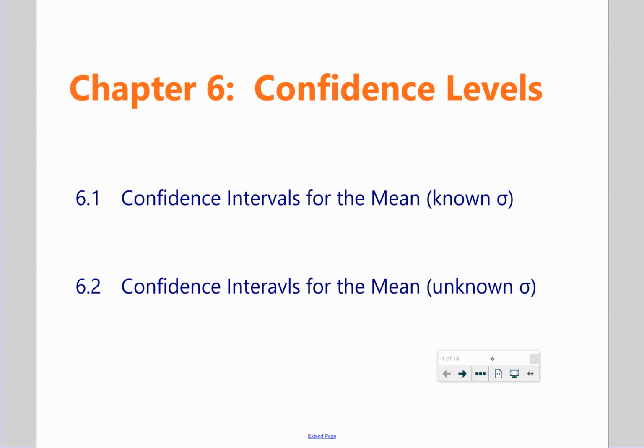We're going to focus on the mean. So we're going to be trying to figure out what is the mean of a population, or what range of values the mean could be within when we look at these confidence levels. Now, 6-1 and 6-2, you can see just in the titles alone, are very similar.